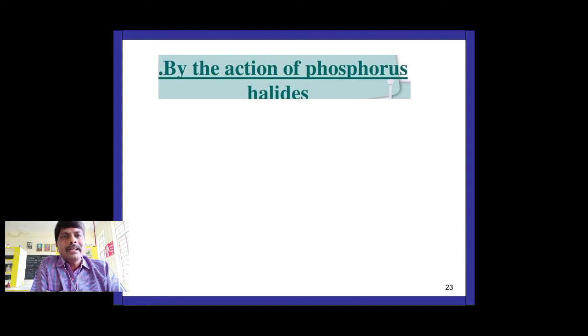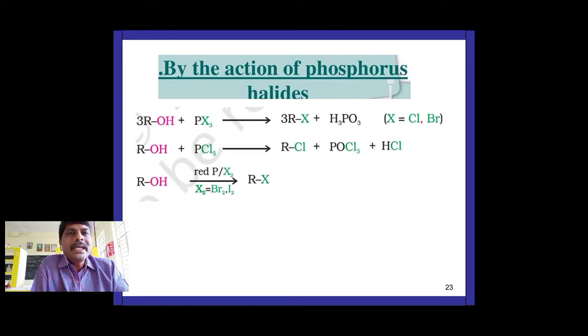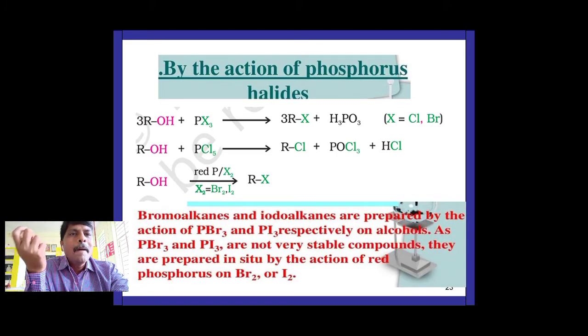So the next method is reaction of alcohol with phosphorus halides. Alcohol reacts with PCl3. What is the product? Chloroalkane is the product. But to get bromoalkane, no need to react with PBr3, no need to react with PI3. You have to take red phosphorus and bromine, red phosphorus and iodine. Bromoalkanes and iodoalkanes are prepared by the action of PBr3 and PI3 respectively on alcohols.